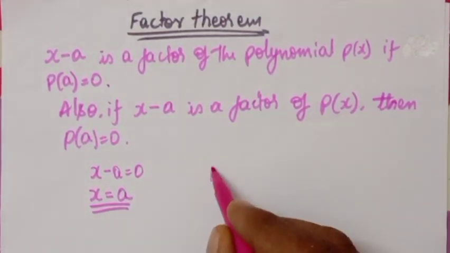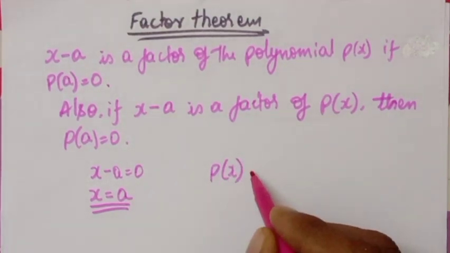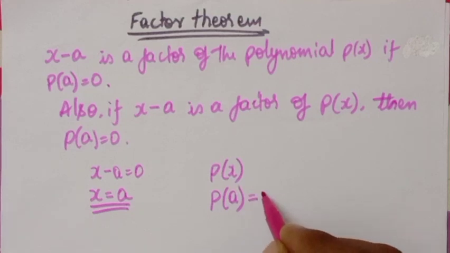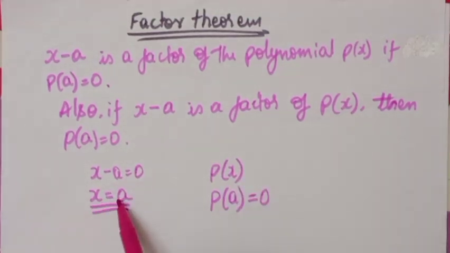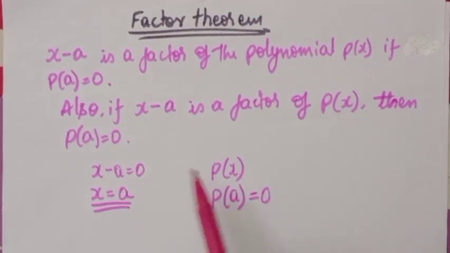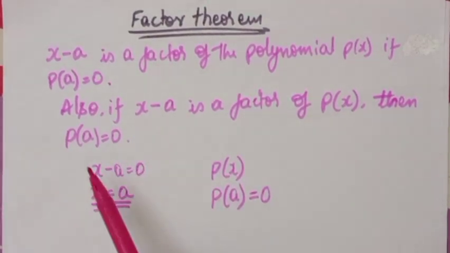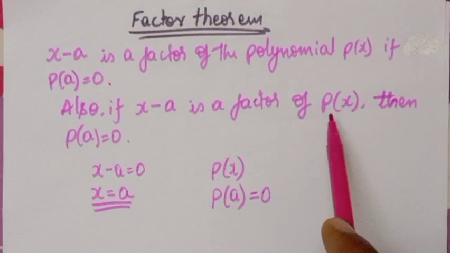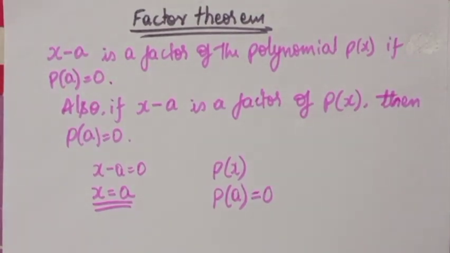So what we will do here, p of x is equal to p of a. If this p of a reduces to 0, as we substitute the value of x, that is a, in the given polynomial p of x, it will become p of a. And if this p of a reduces to 0, then we will say that the binomial x minus a is a factor of the polynomial p of x. It's called the factor theorem.